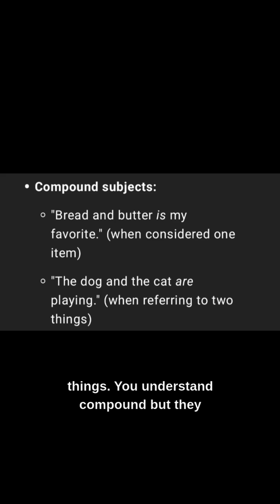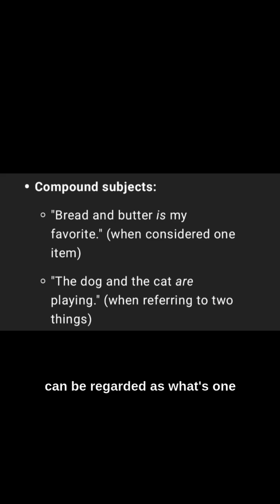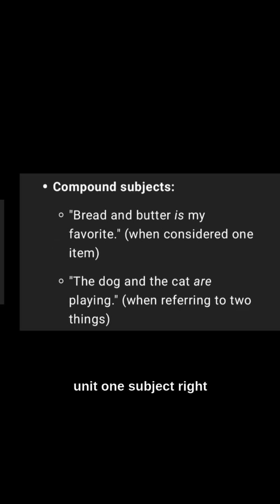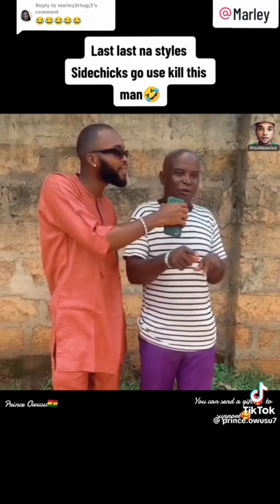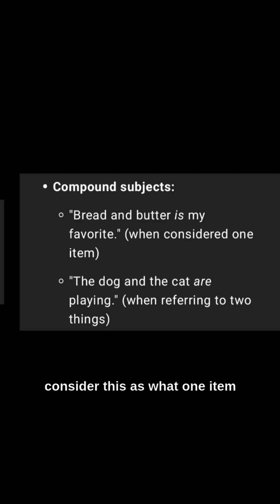Now, the second one is when we have compound subjects, right? Compound, adding two or more things. You understand? Compound. But they can be regarded as what? One unit or one subject, right? Meaning one does not go without the other. They go hand in hand. Whenever you see one, most of the time you see the other one. So they are regarded as one subject, a singular subject. So if you have bread and butter is my favorite. You got the point now. So we consider this as what? One item.